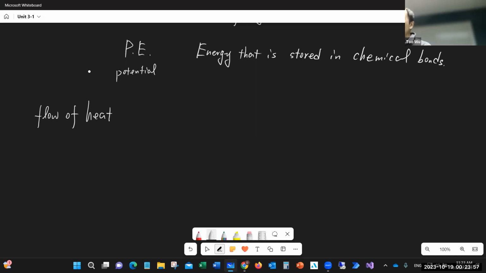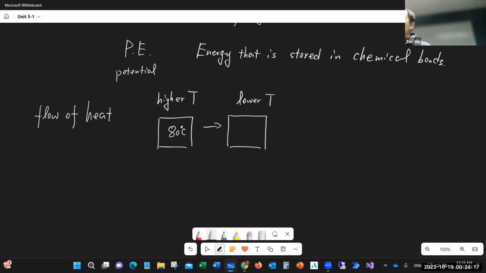The heat flow is always moving from the higher temperature object to the lower temperature object. For example, if this one is 80 Celsius and this one is only 20 Celsius, then the heat will move from the 80 Celsius object to the 20 Celsius object.